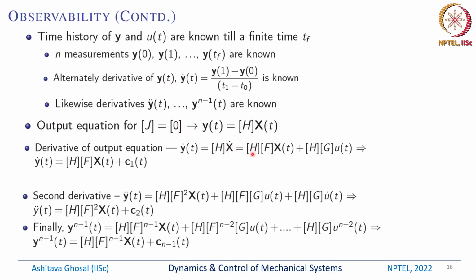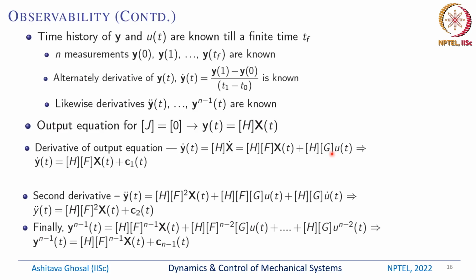Now x dot is the same as f into x(t) plus g into u(t). So if you go back and substitute x dot from the state equations, we will get h into f into x(t) plus h into g into u(t). So I want to write this as y dot of t as h into f into x(t) plus c1 of t. Why? Because this is known. We know what is h, we know what is g, and we know what is u.